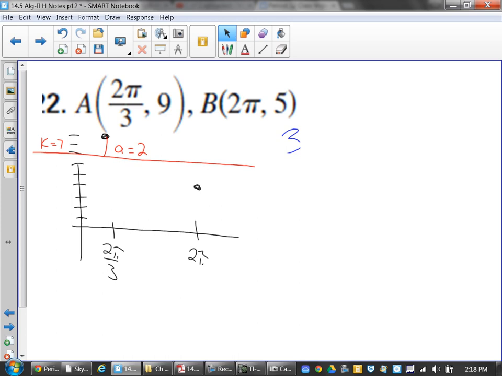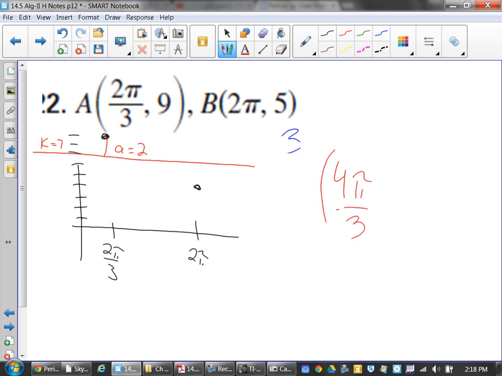Positive. So how far apart now is 2 pi and 2 pi over 3? 4 pi over 3. So the distance between the two is 4 pi over 3. Is that all twice? Double it, and you get 8 pi over 3.